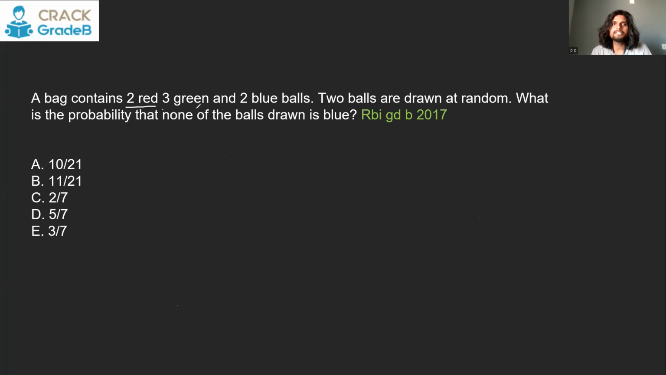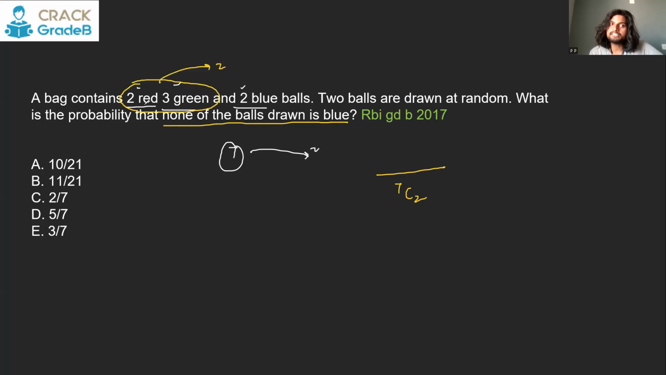A bag contains 2 red, 3 green, and 2 blue balls. 2 balls are drawn at random. What is the probability that none of the balls drawn is blue? So there are total 2 plus 3 plus 2, 7 balls. You are drawing 2 balls out of it. So the total cases will be 7C2. You want none of the balls to be blue. That means the balls should be out of these 5. So any 2 balls you select out of these 5 will make our favorable cases. So how many ways can you select 2 balls out of 5 balls? With 5C2 ways. So favorable cases upon total cases.